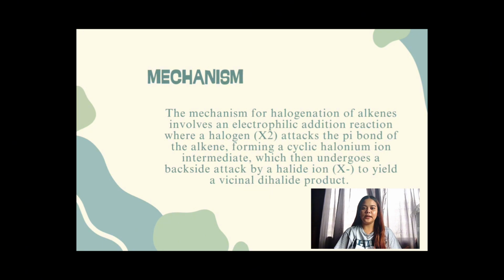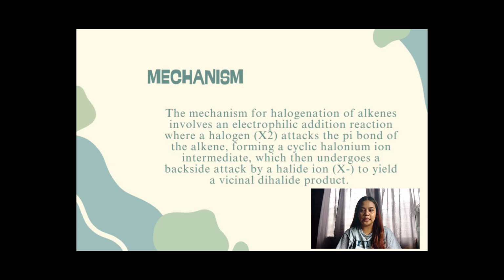The halogenation of alkenes proceeds through a concerted mechanism, meaning the bond breaking and bond formation occur simultaneously. The pi electrons of the alkene act as nucleophile, attacking the electrophilic halogen molecule. This leads to the formation of a cyclic halonium ion intermediate, bromonium or chloronium ion, depending on the halogen used. This intermediate is then attacked by a halide ion from the solvent or excess halogen, resulting in the formation of a vicinal dihalide.